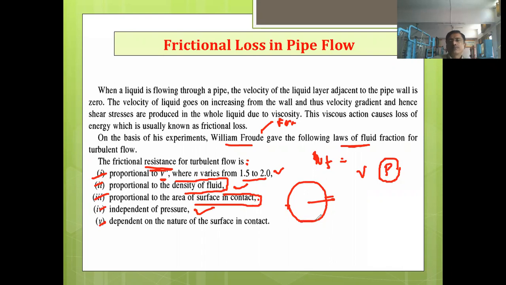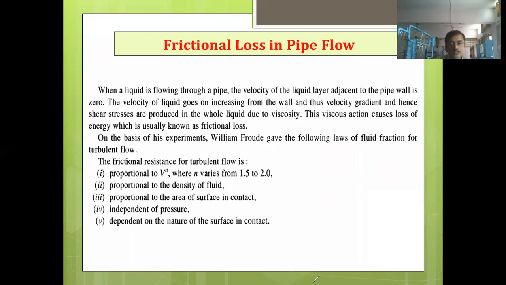हा जर सरफेस, जो पाईपचा सरफेस आहे तो जर स्मूथ असेल, तर त्या ठिकाणी होणारा जो फ्रिक्शनल रेजिस्टन्स आहे तो कमी असेल. जर पाईप रफ असेल तर त्या रफ पाईपमध्ये हेड लॉस हा जास्त होतो. It also depends on the nature of the surface in contact. ठीक आहे. So these are the different laws of friction which have been given by the scientist William Froude.